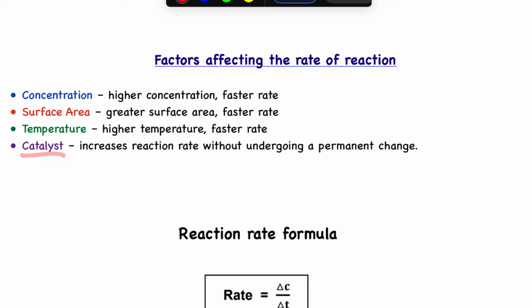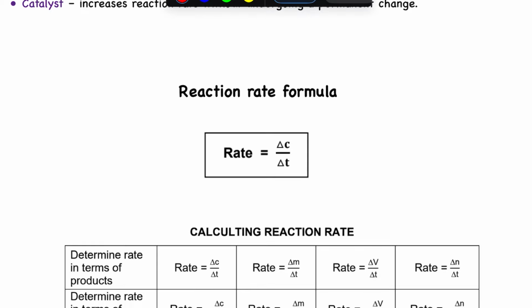Now, catalyst. When we talk about a catalyst, we are talking about a substance that increases the rate of reaction, right? It increases the rate of reaction without undergoing any permanent change. It does not take part in the reaction. The catalyst's part is to increase the rate of reaction, but I'll tell you the other important things about the catalyst.